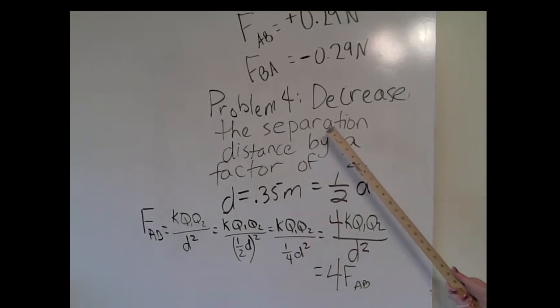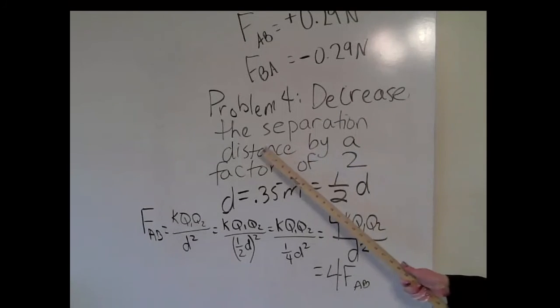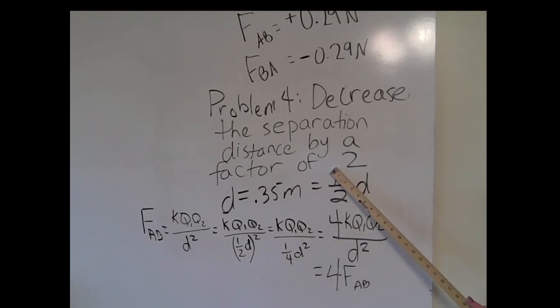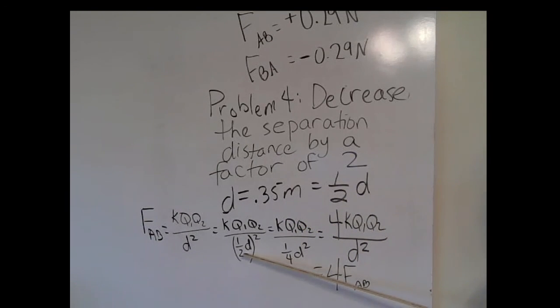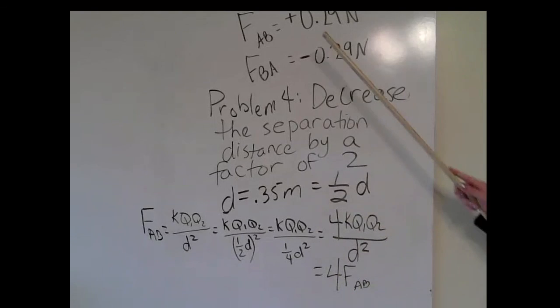Okay, for this last example problem, I want us to decrease the separation distance by a factor of 2. So recall that the separation distance was 0.7, now it's 0.35 meters, which is half the distance. So you go into Coulomb's law and you plug in half the distance for the distance squared. And so that's half d inside the parentheses, which becomes 1/4 d squared. And if you do the math appropriately, you end up with 4 times K Q1 Q2 over the distance squared, which is the same as 4 times the force of AB. So it would be 4 times 0.29.